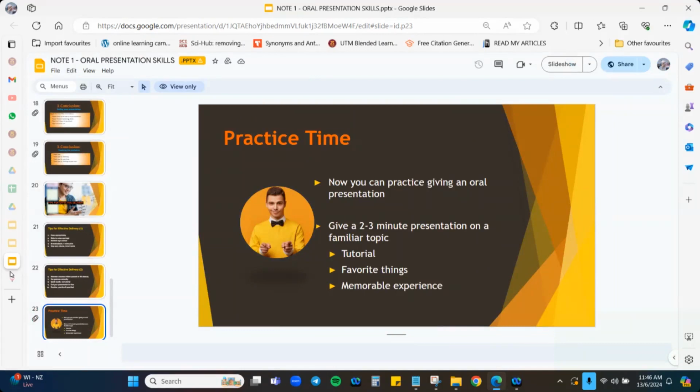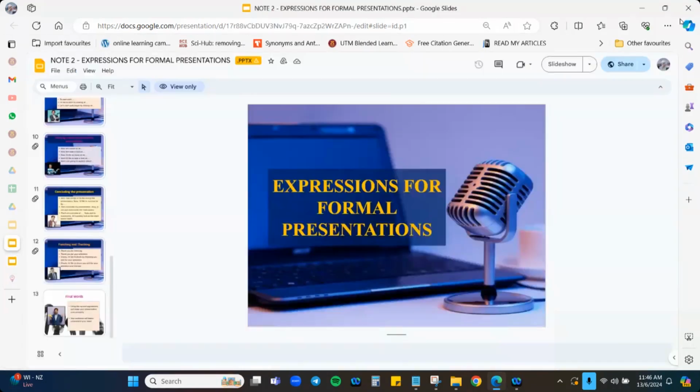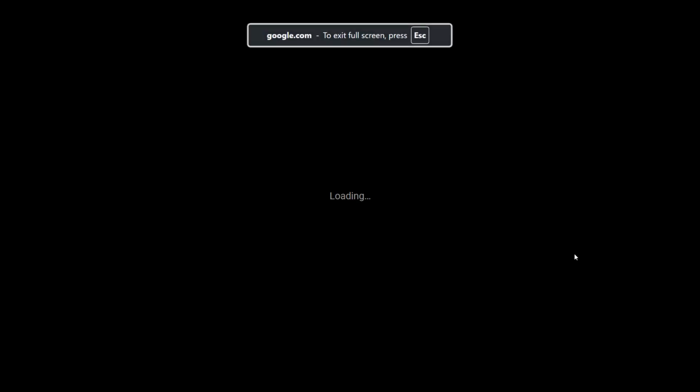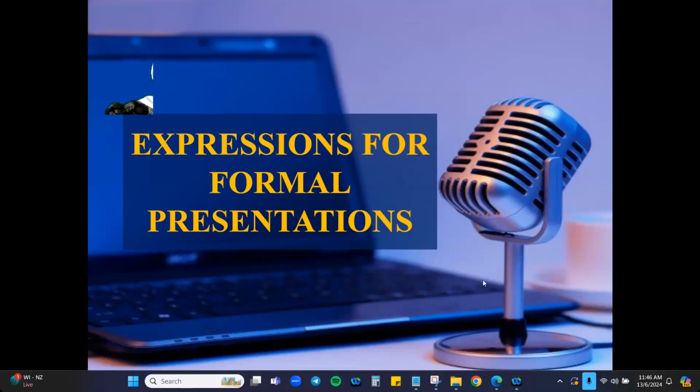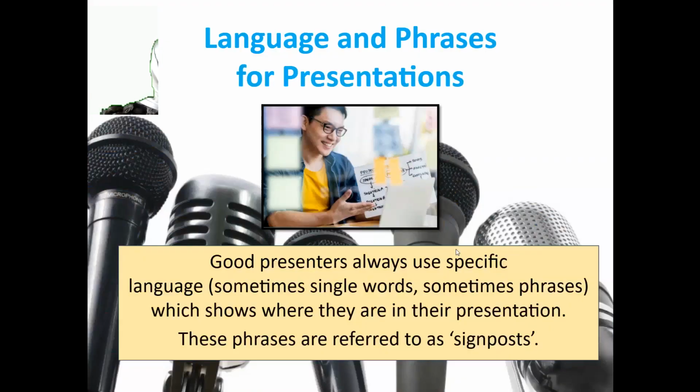So now let's take a look at the second part. Again, I will try as much as possible to make things simpler for you, so I will not be explaining every single slide, especially for formal presentation. This is basically more of what kind of phrases, what kind of language, what kind of expressions you are recommended to use as presenters.